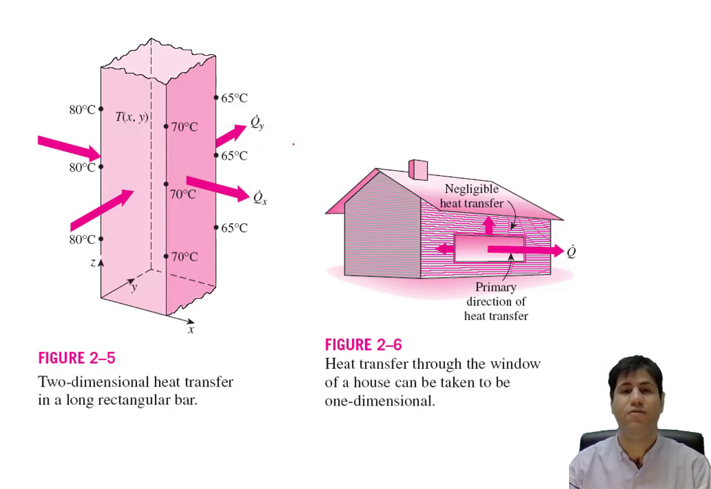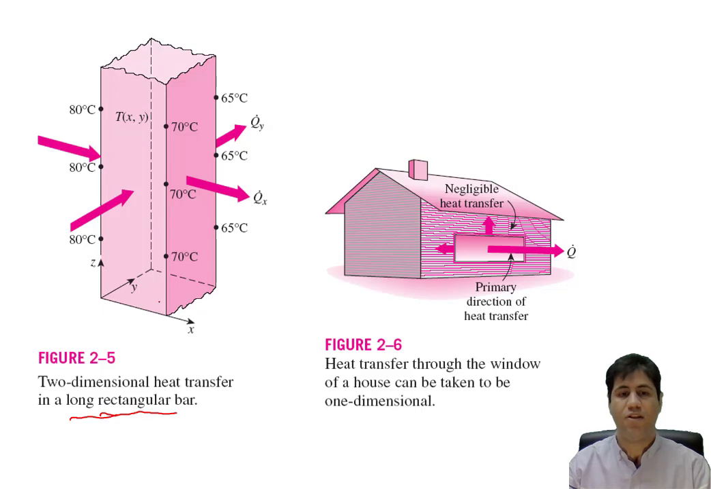Some examples of this, the 2D. As I told you, we always have 3D heat transfer, but in some special cases we can simplify to two-dimensional and one-dimensional. One example of two-dimensional heat transfer is in a long rectangular bar, like what you can see here. Imagine we have heat transfer through this bar.